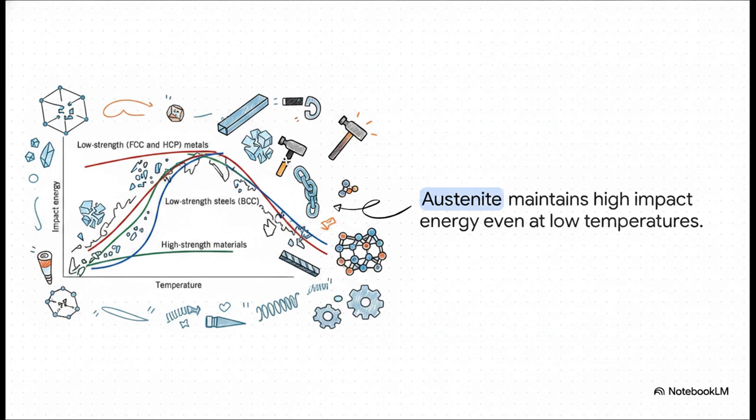If you follow the line representing our BCC ferrite structures, you'll see that at high temperatures it handles impact just fine. But as the temperature drops, the impact energy just plummets. It becomes completely brittle and can actually shatter.